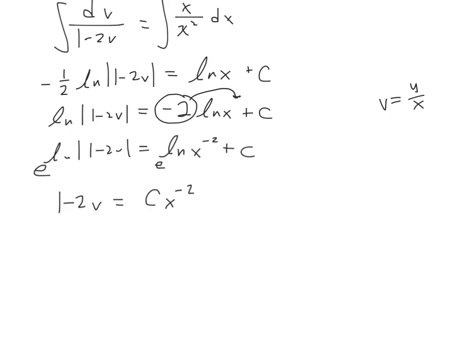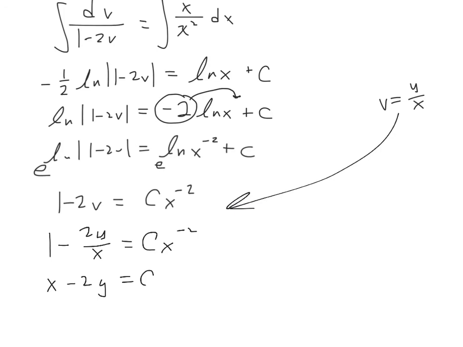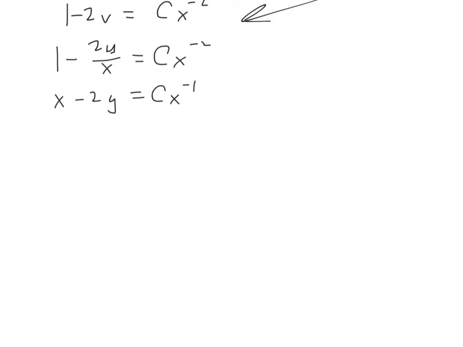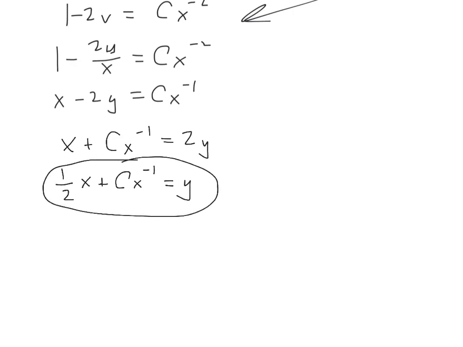Now that I've gotten that far, I'm going to use my substitution. Right? We can say 1 minus 2y over x equals cx to the negative 2. Multiplying through by x, we get x minus 2y equals cx to the negative 1 now. We're almost there. If I move the cx to the negative 1 over here and the 2y over to here, we can just divide by 2 and get 1/2 x plus cx to the negative 1 equals y. So this is our general solution.